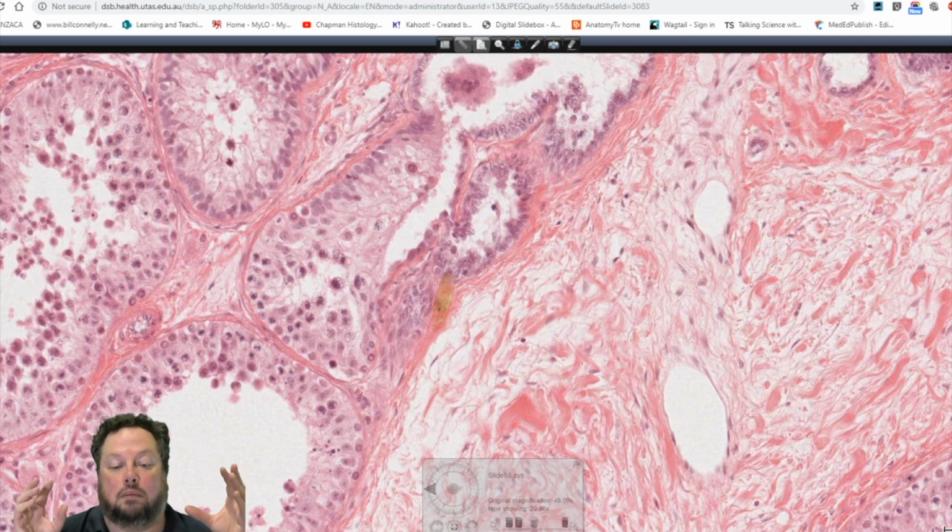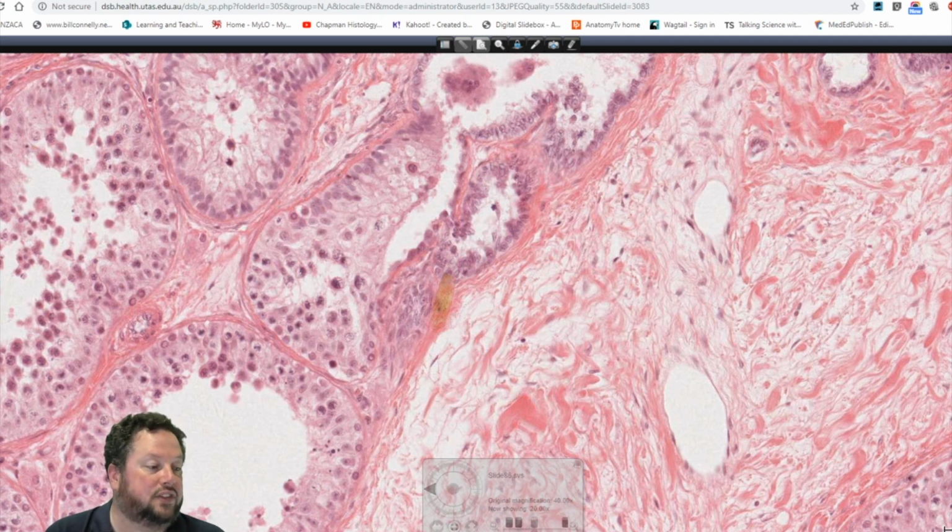Ischiocavernosus muscles, and then that forcefully ejects the sperm out during the ejection phase of the ejaculation. Good Watermelon asks, does the blood-testis barrier extend all the way from the seminiferous tubules to the end of the urethra? No, I don't think it does. Certainly we only describe the blood-testis barrier in the testis, in the seminiferous tubules.